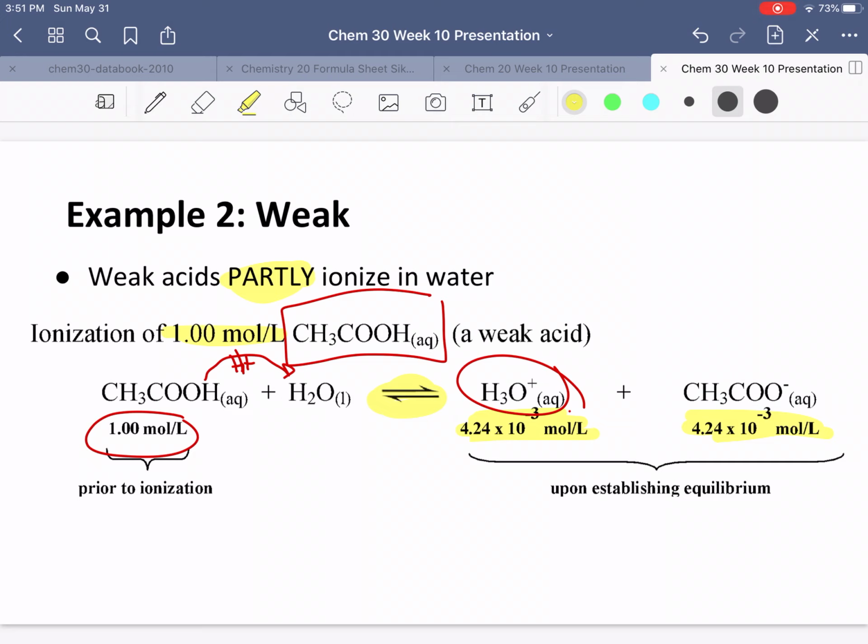That is significantly less than a 1-to-1 ratio. So very much so, this is not 100% ionization. It is a partial ionization. This is an equilibrium system.